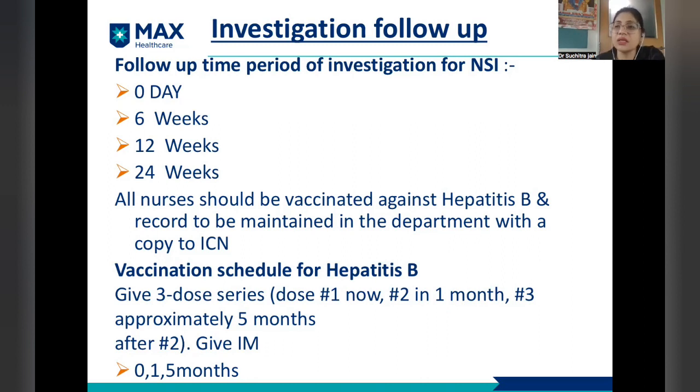Then all the healthcare staff, be it the nursing, be your technicians, they should have hepatitis B vaccination. Now everybody should know what is a hepatitis B vaccination schedule. So a 3 dose series is given: dose 1, second at 1 month, and third after 6 months, approximately 5 months after the first dose. So you would take a 6 months period. Then, it is given intramuscular. That is the most important thing we should be looking at. Next, please.